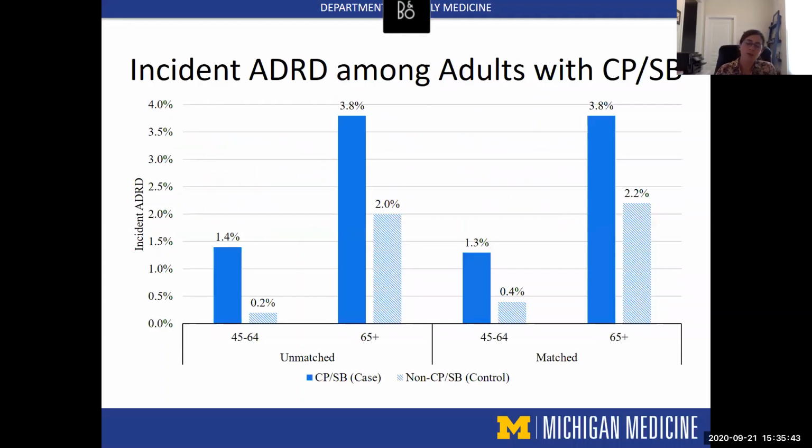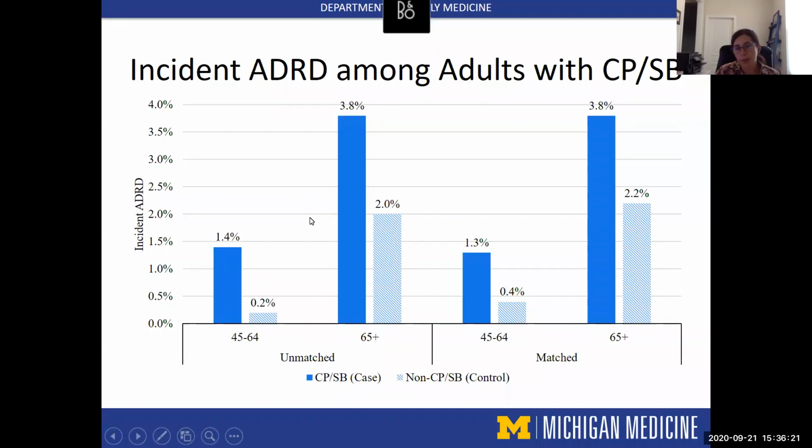So one of the most interesting findings in our analysis, and I'll give you a preview, is that we divided age into early onset, 45 to 64 years old, and 65 and older. Among all 3 sets of disability conditions, we found higher risk for Alzheimer's disease and related dementia among the younger age cohort, which is the early onset ADRD.